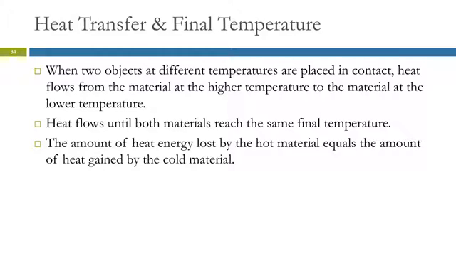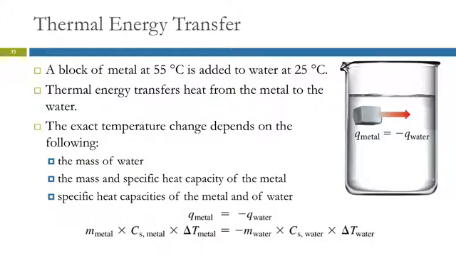So when you have two objects at different temperatures and they are in contact with each other, the heat will flow from the higher temperature to the lower temperature, and they're going to go to the same final temperature. I know I already said that, but it's a point that sometimes gets overlooked.